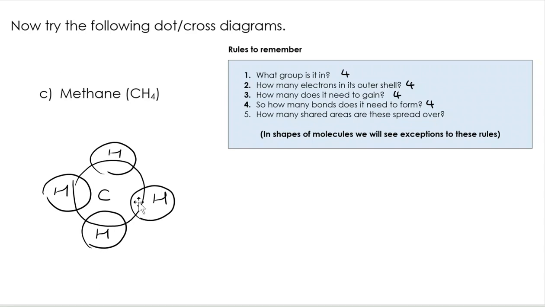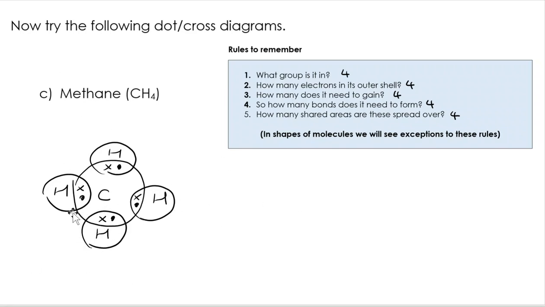Okay, so carbon is at the centre. So carbon is in group 4. It has 4 electrons in its outer shell. So it needs to gain 4, so it will form 4 covalent bonds. And we can see in the diagram that's drawn out that we have got 4 shared areas. So carbon puts 1 into here, 1 into here, 1 into here, 1 into here. Each hydrogen puts 1 back as well.